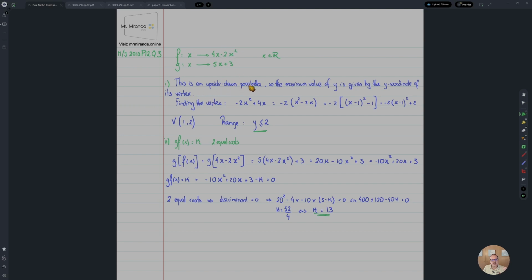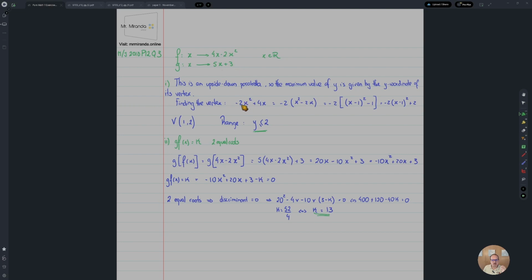So this is an upside down parabola. This means that the y-coordinate of the vertex is going to be its maximum point. All other values of y are going to be below that. So to find the vertex, we'll just put this in a completed square form, all right?